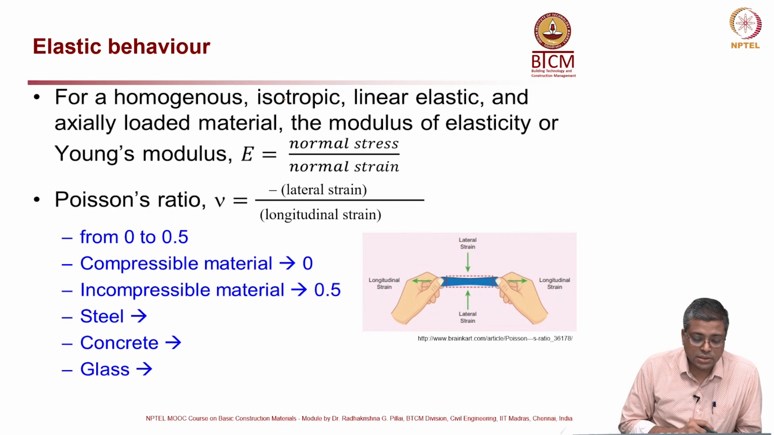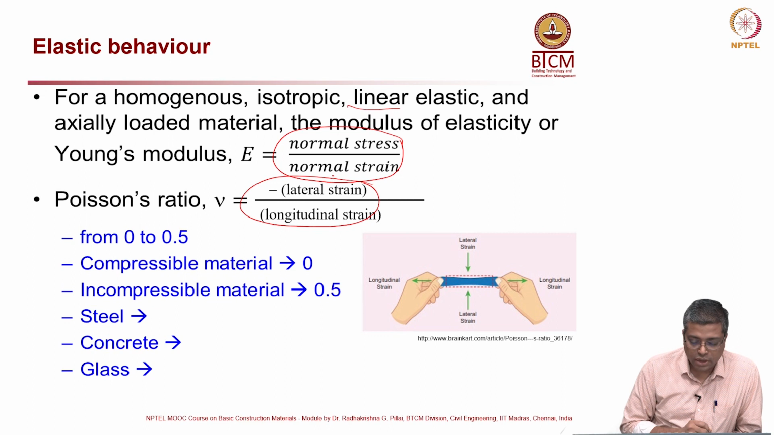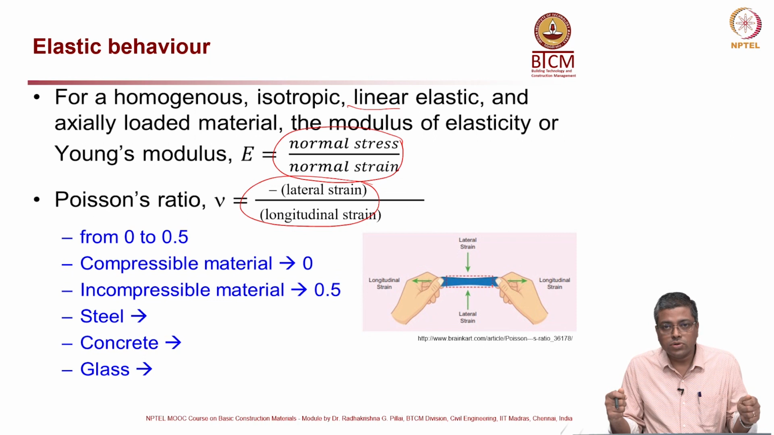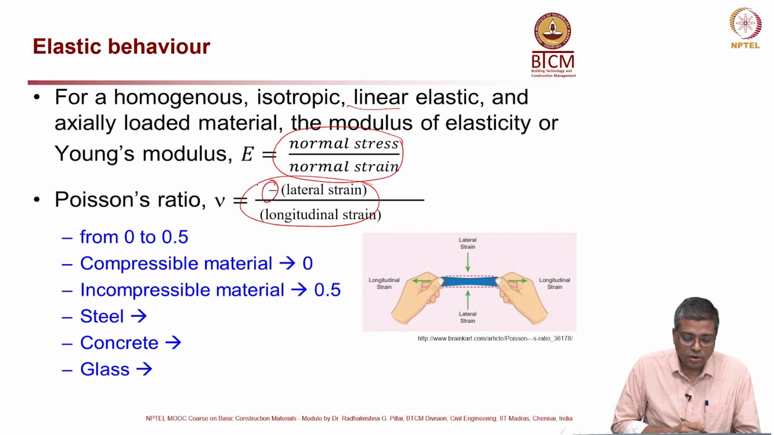Okay, and for an axially loaded material, the modulus can be defined as normal stress divided by normal strain. That's a material property. It does not change as a function of the cross section of the specimen which you use to test. And Poisson's ratio is the negative of lateral strain divided by the longitudinal strain. Now you can see in this picture a person pulling that blue strip, and as you pull, the length or the longitudinal strain is more, the length is increasing and the width of the strip is decreasing. And because one is increasing and the other is decreasing, that is why we introduce this negative sign in the numerator of the Poisson's ratio.